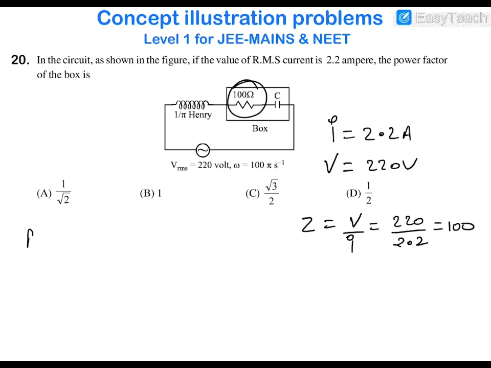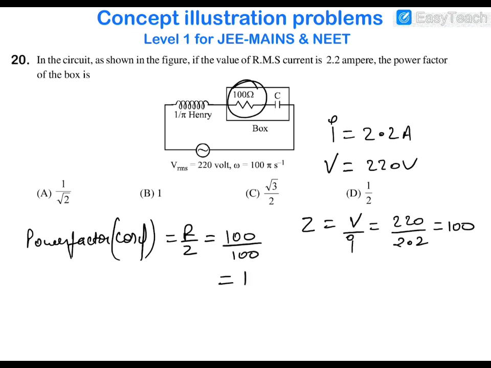So power factor is cos phi, and it is R upon Z. So R is 100 and Z is also 100. So power factor is 1. So the correct answer of this question is 1. Now we move on the next question.